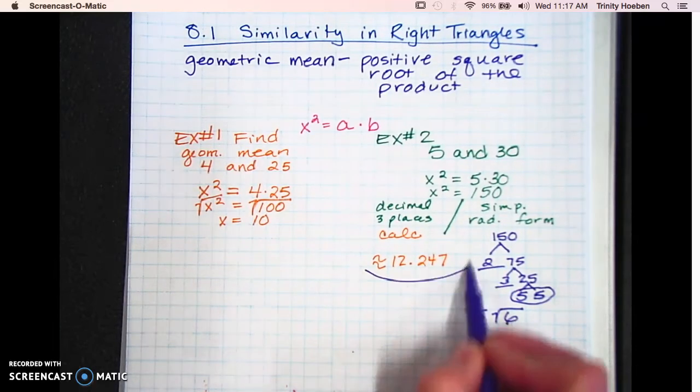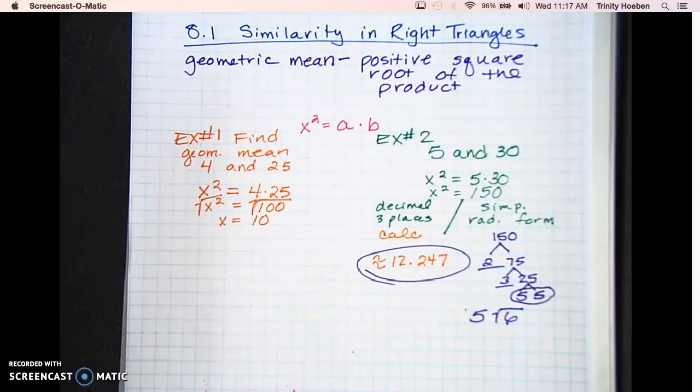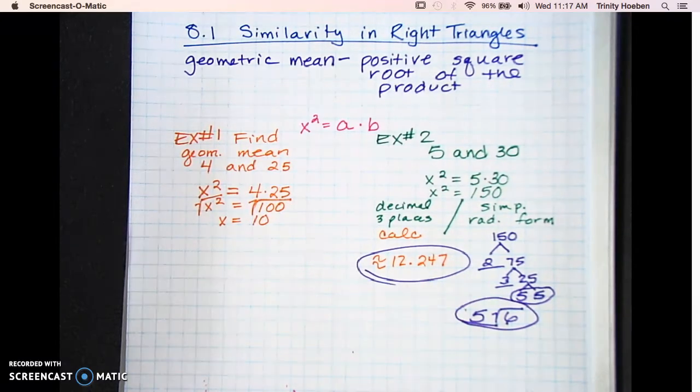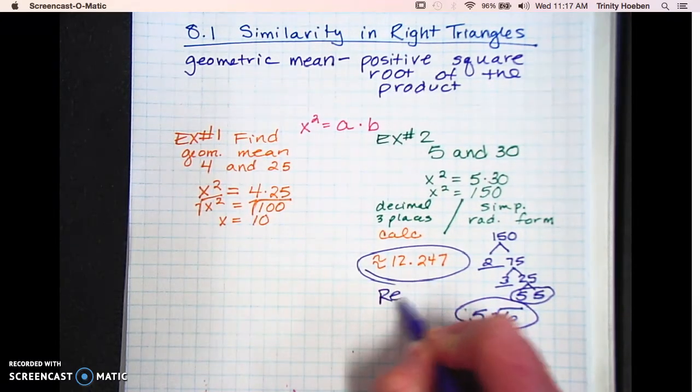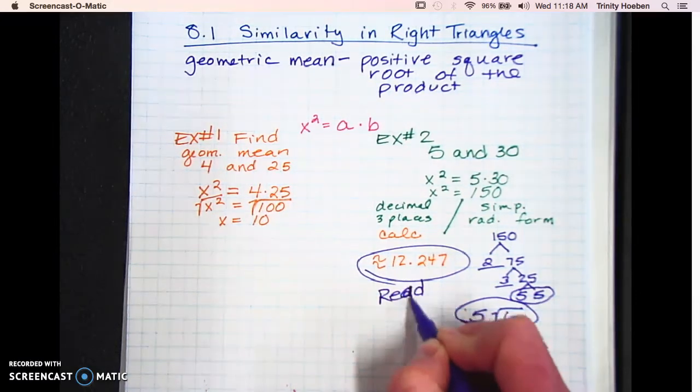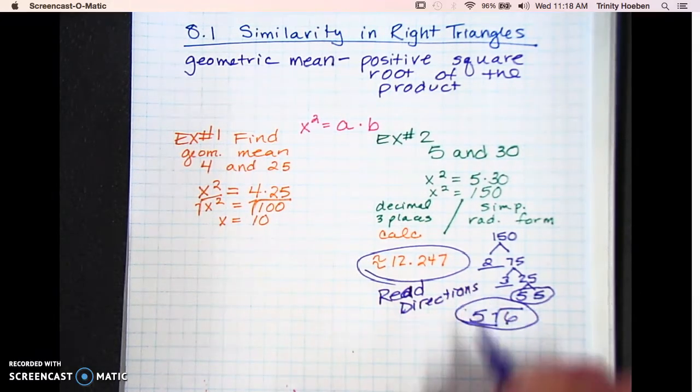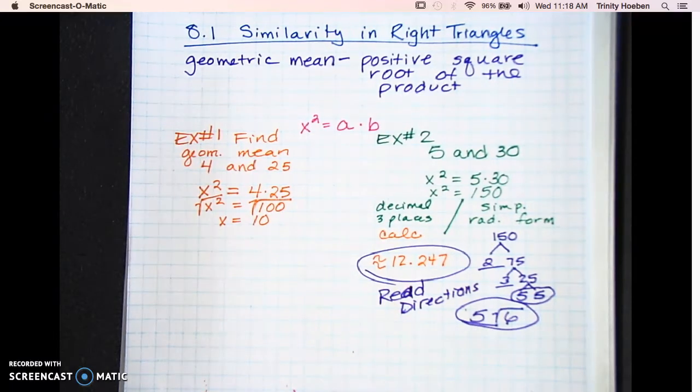Okay? So your answer is either 12.247 or your answer is 5 rad 6. You're just going to need to read the directions. If it doesn't tell you one way or the other, pick which one you like better. If it doesn't say, give it to me as a simplified radical, then pick which one you like.